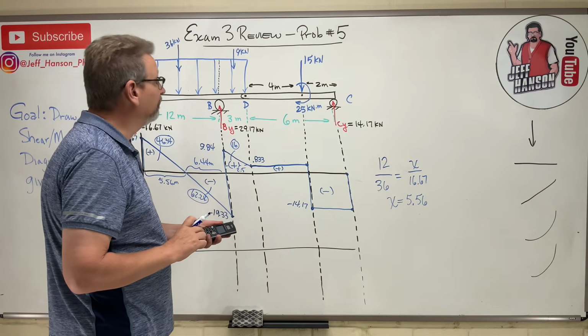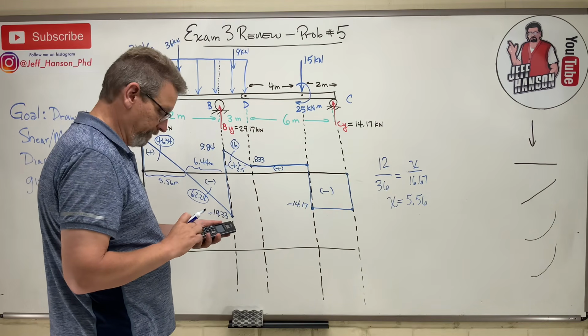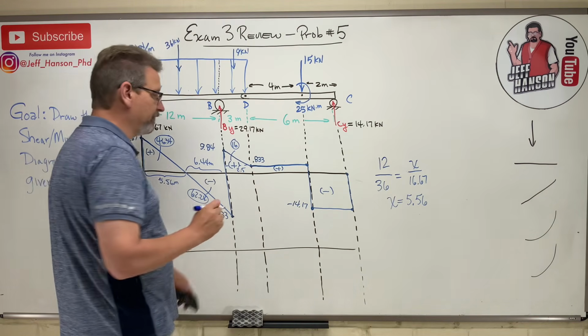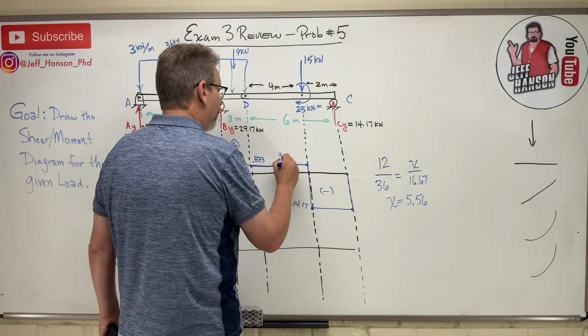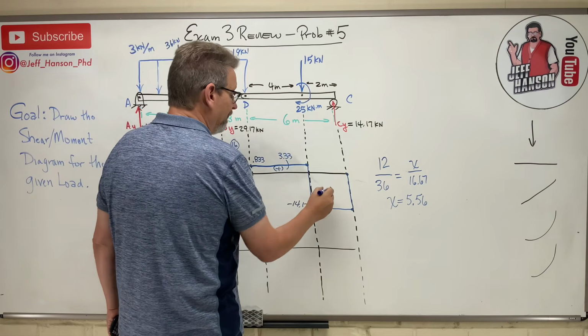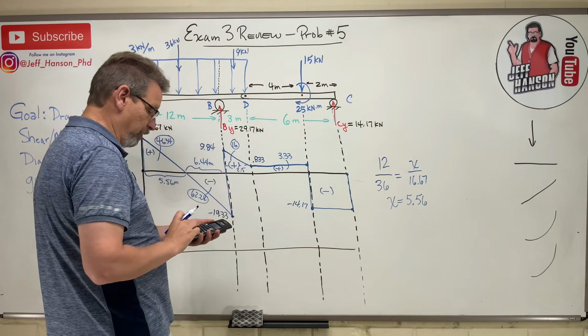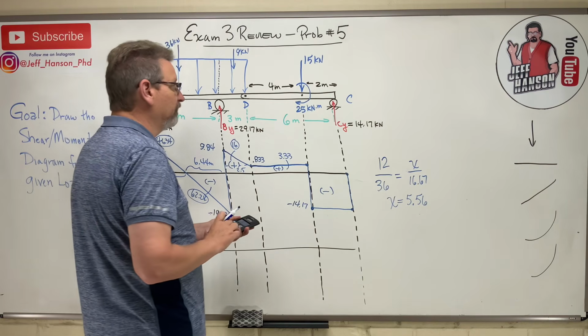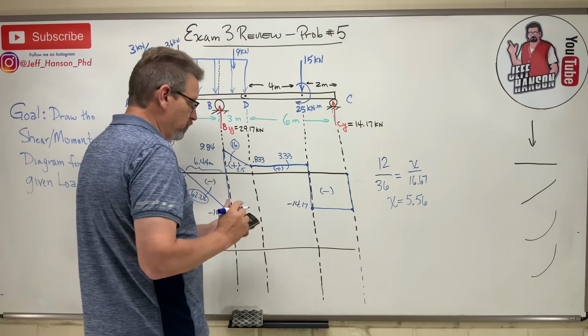Now we're on to the next little shape over here. 0.833 times, how big is that? 4. 3.33. And finally, the last little shape over there is 14.17 times 2, 28.34.